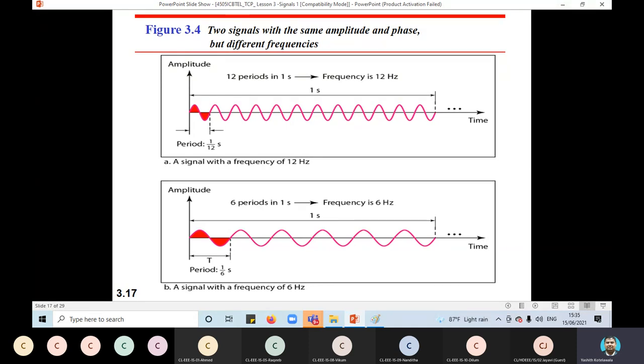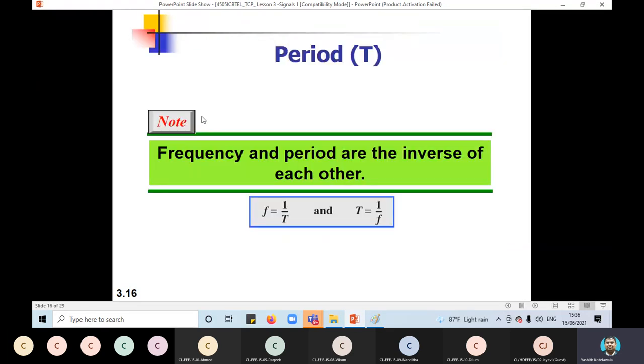The lesser the denominator, the greater the value. So the period is greater. Since frequency and period are inversely proportional, when you increase the frequency, the period decreases. When you decrease the frequency, the period increases. So with low frequency wave shapes, the period is greater. When high frequency wave shapes come, the period is less. So that is the meaning of these two statements.